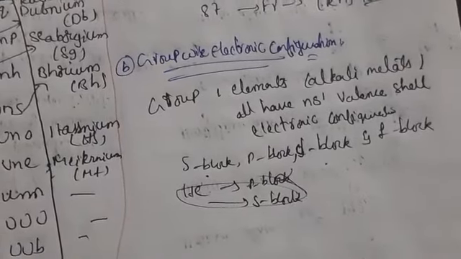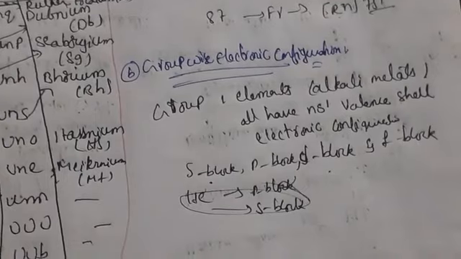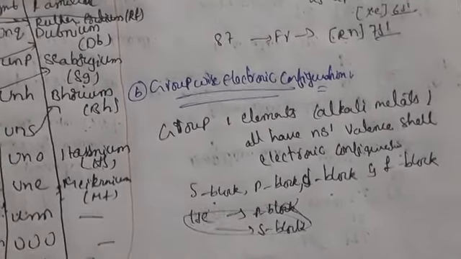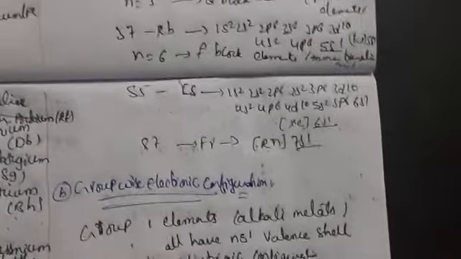Hydrogen we have written separately at the top, because we will discuss the different types of elements in the periodic table later. So this is nothing but the group-wise electronic configuration, and this is the period-wise electronic configuration. Thank you.